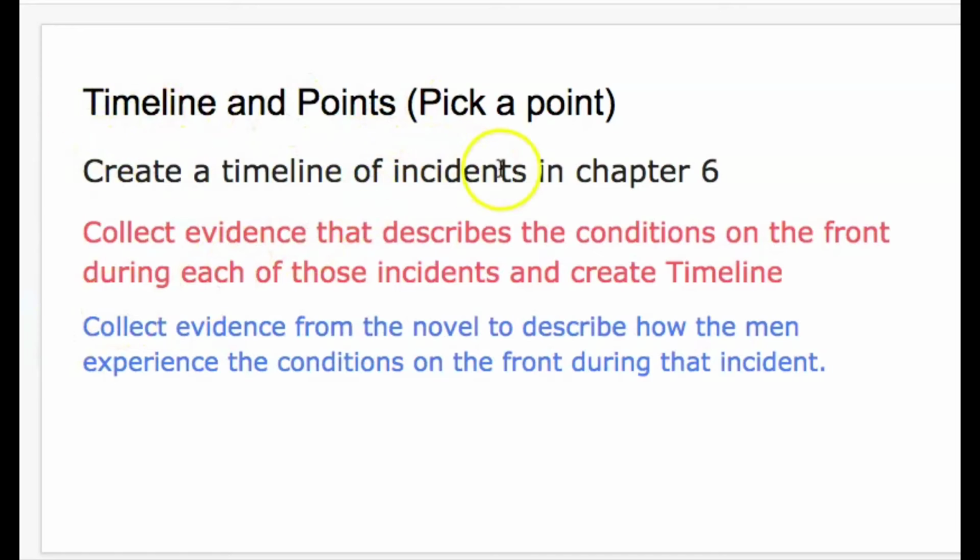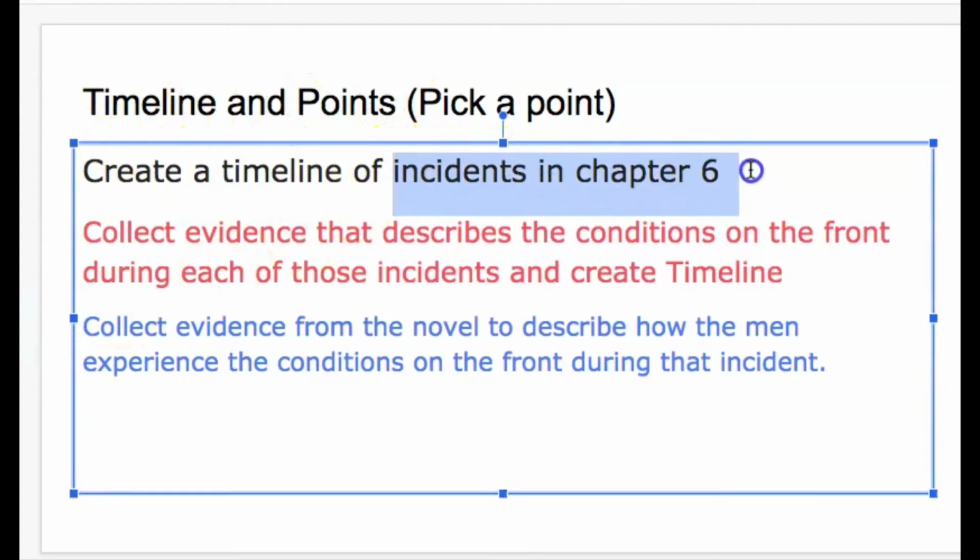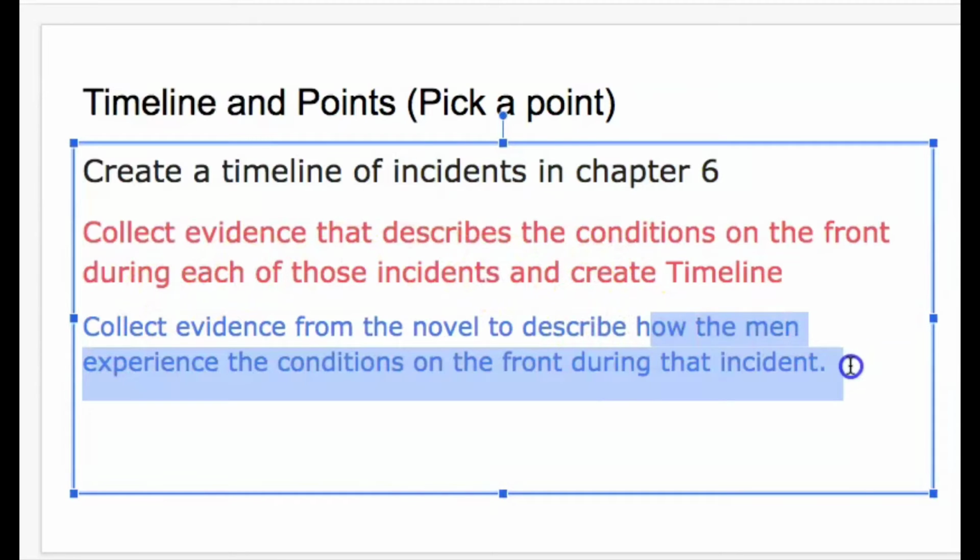Then we're going to create a timeline of events that take place in Chapter 6, collecting evidence that describes the conditions or the fronts during these incidences and how the men experience the conditions on the front during those incidences.